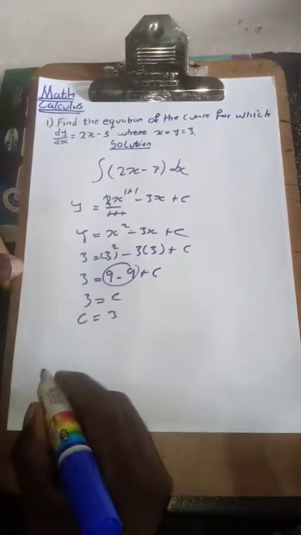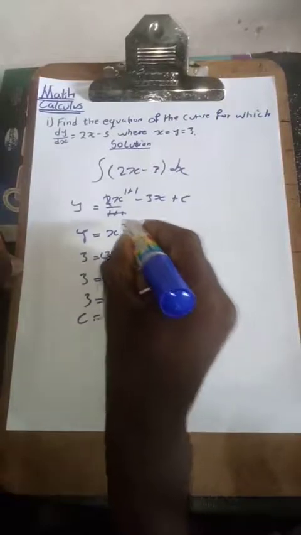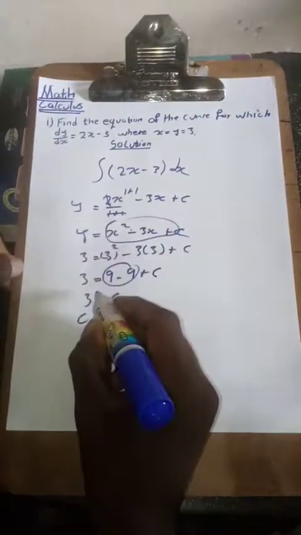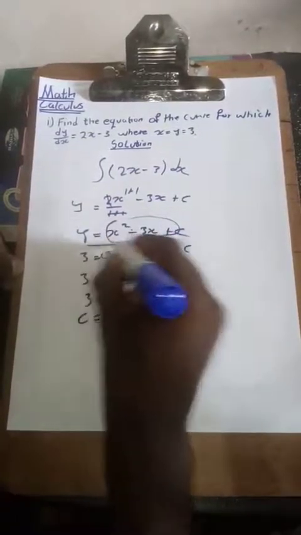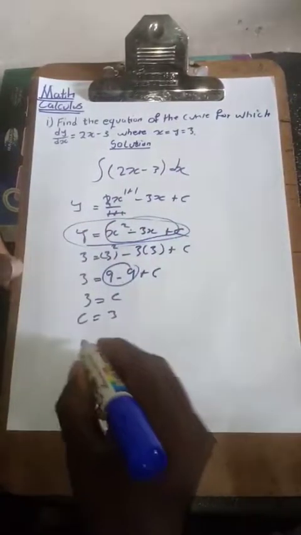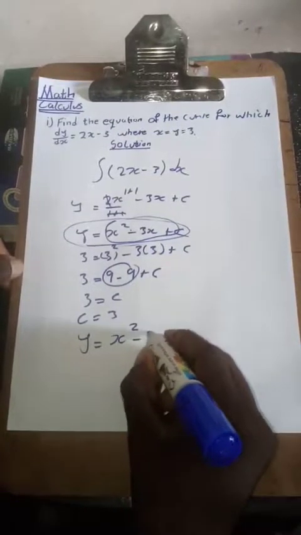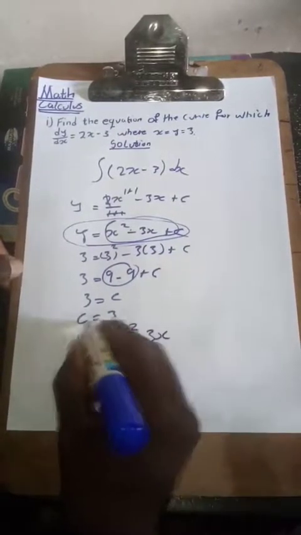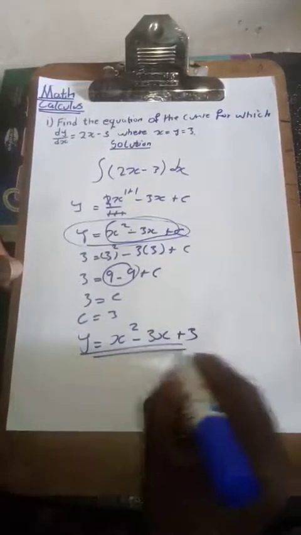So after we integrated, this is what we had. You just have to pick this function that you have here. You're going to say y equals x to the power 2 minus 3x, and the value of c that we have is positive 3. That's the equation of the curve there.